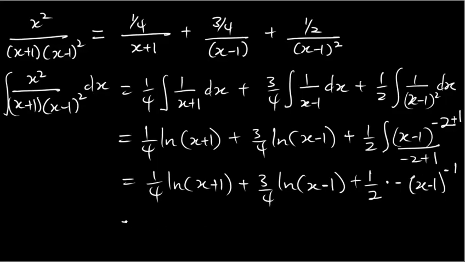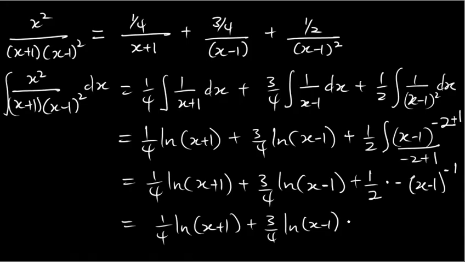Are we okay? So we can further say the final answer is 1 on 4 ln x plus 1 plus 3 on 4 ln x minus 1. This negative will affect this, then this will come down as x minus 1. Remember, they all had plus c, so plus the constant c. And this is the integral of the function we solved for. Are we okay? Very simple. You just have to know your partial fractions and you are good to go.